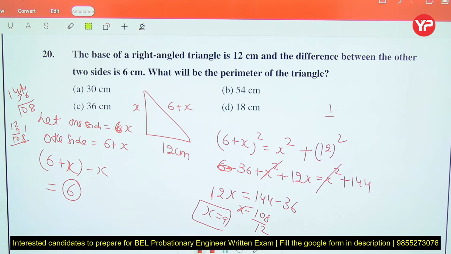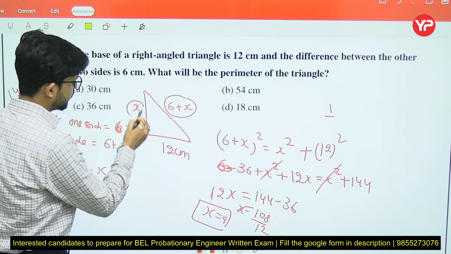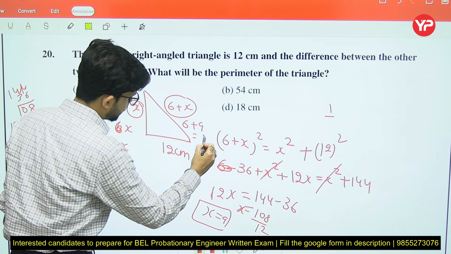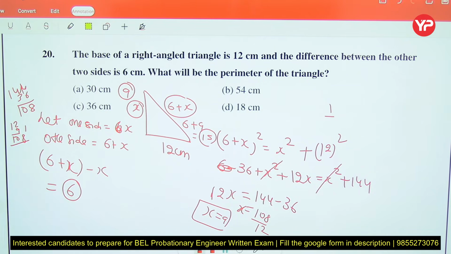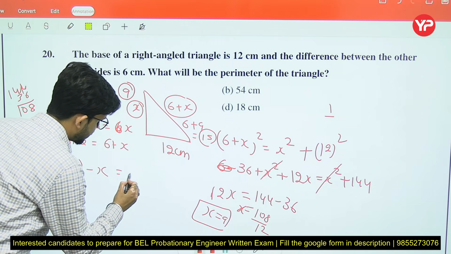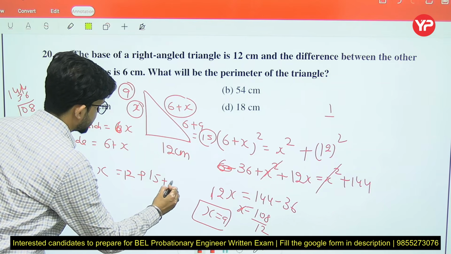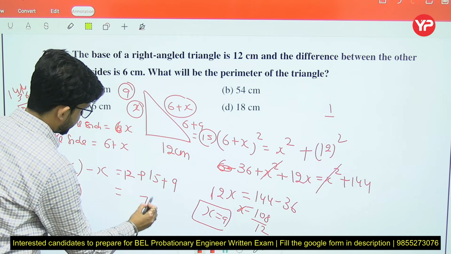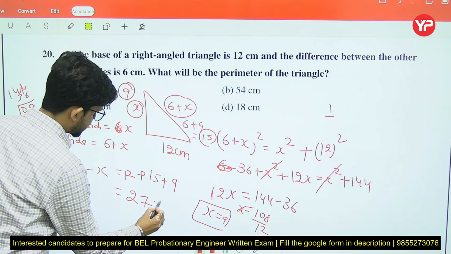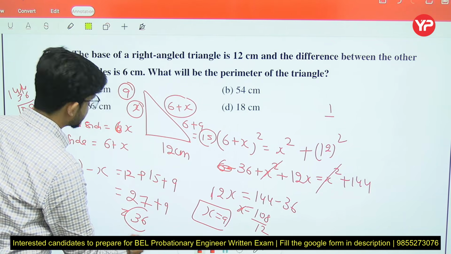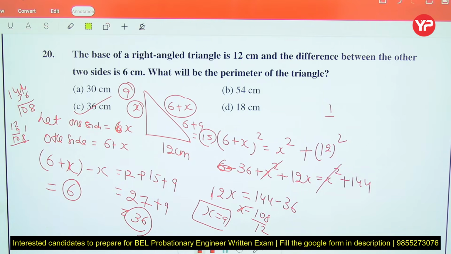Okay. Now next what we have to do: one side will be 9 and the other will be 6 plus 9, that is 15. Now the perimeter. What is the perimeter? Basically add all three: 12 plus 15 plus 9. 27 plus 9, what we get? 36. So our answer will be 36 centimeter. This is the answer. Clear?